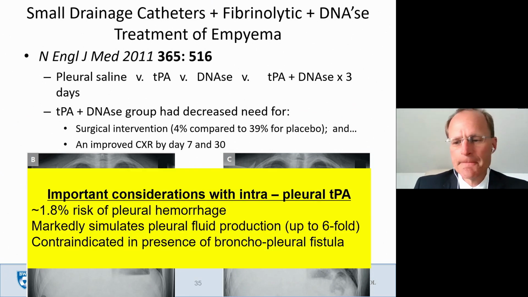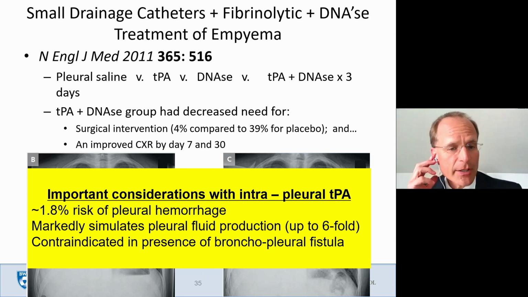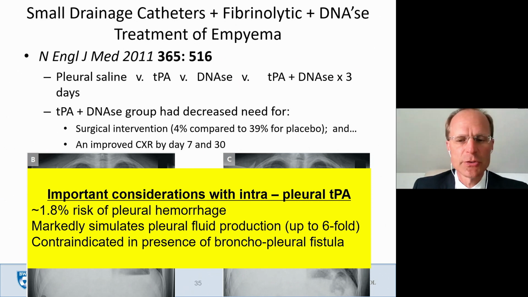We do have to understand that this chemical treatment leads to pleural hemorrhage in about 1.8% of patients, which can be serious, as bleeding in the pleural space can lead to significant blood loss if not controlled. And it markedly stimulates pleural fluid production up to 6-fold, which can lead to some discomfort and loss of fluid, which is partly how it works, by lysing loculations. And it is contraindicated if there's any evidence of a breakdown of the alveolar lining, such as a bronchopleural fistula or spontaneous air leak, as this treatment can perpetuate bronchopleural fistula.